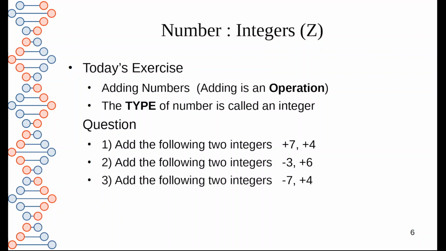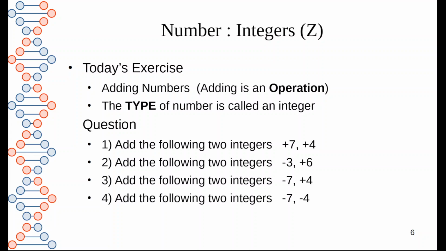If you add the following two integers, negative 7 and positive 4, well, we think how many people got on and off the bus. More people got off the bus, so we know the change is negative, and when you combine those two numbers together, you add those two integers together, you get negative 3.